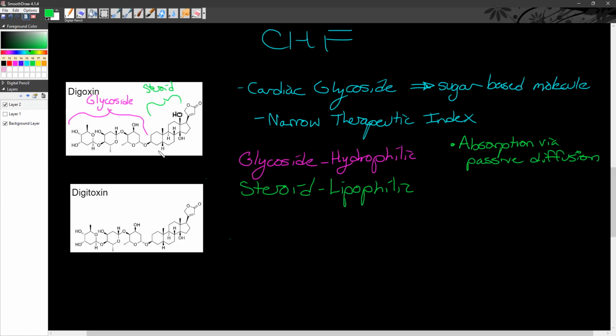Normally, steroid drugs are protein bound. They're not very easily transported in the blood, but because of the glycoside, we have low protein binding. Why? Because the sugar allows digoxin to dissolve very easily in the blood.